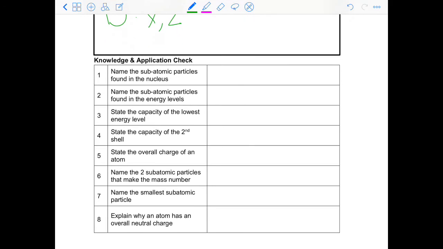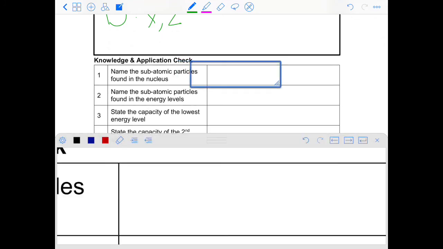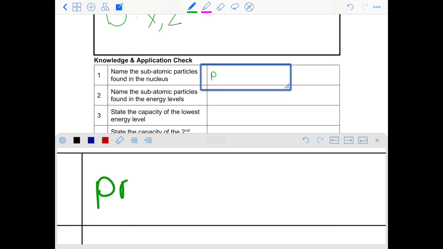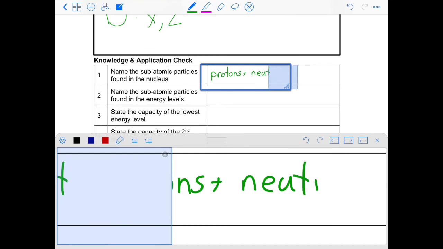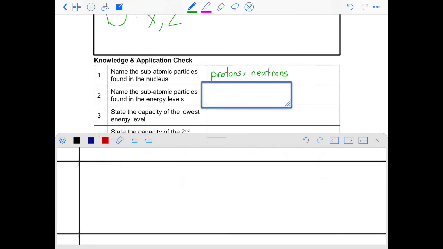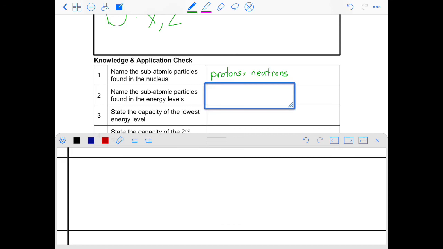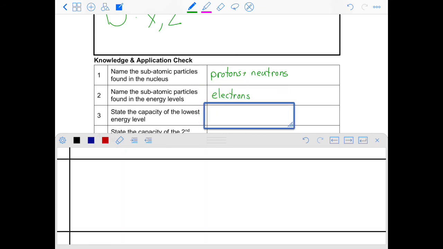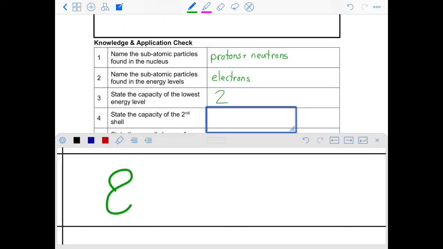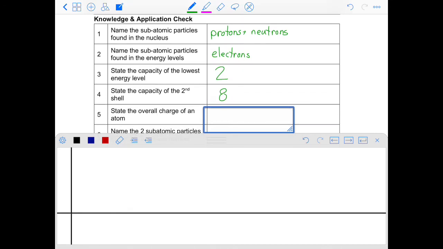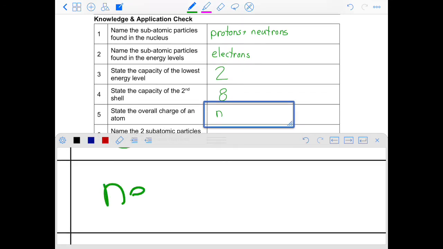And straight into the knowledge and application check. If you haven't finished it, pause it now, give it a go, and come back. So the subatomic particles we find in the nucleus are our protons and our neutrons. The subatomic particles we find in the energy levels are the electrons. The capacity of the lowest energy level is 2. In our second energy level, or second shell, we can fit 8. The overall charge on an atom is neutral.